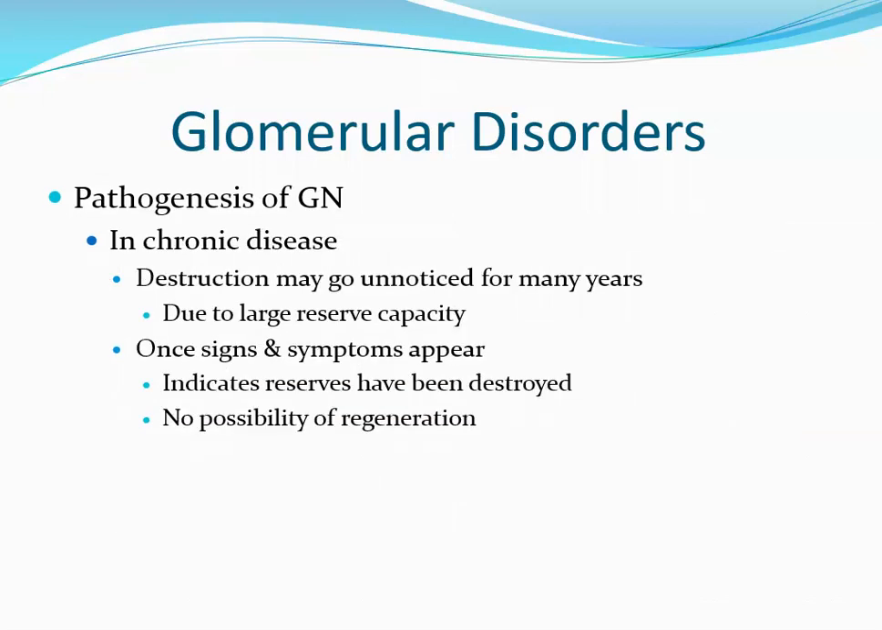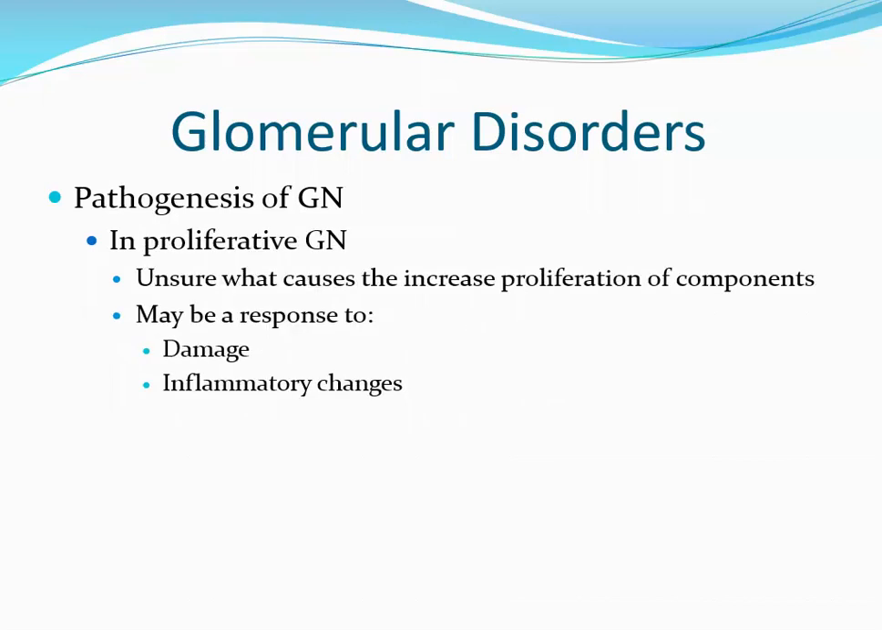Chronic disease is due to the large reserve capacity of the kidney. Chronic disease can go unnoticed for a long period of time. Once signs and symptoms appear, this indicates that the reserves have been destroyed with no possibility of regeneration. We're unsure of what actually causes the increased proliferation of the various components in proliferative glomerular nephritis. It is felt that it may be a response to the damage or due to inflammatory changes in the glomerulus.